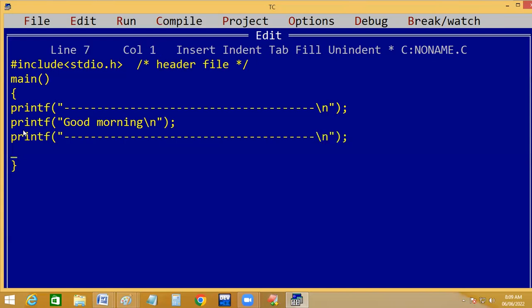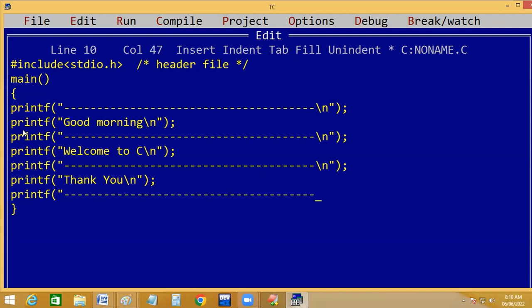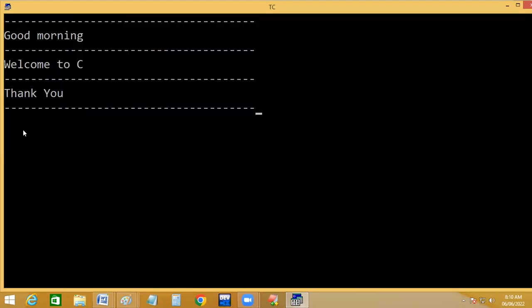Next, for example, printf welcome to C. Now again printf line. Now again I want to say thank you. Now again, last line or not? Okay, here slash n is not required. Why? Because it is the last line. Now watch it, guys. The output is same to same.